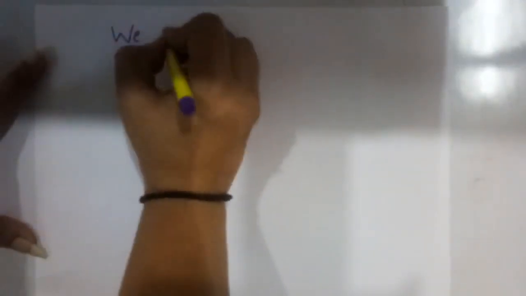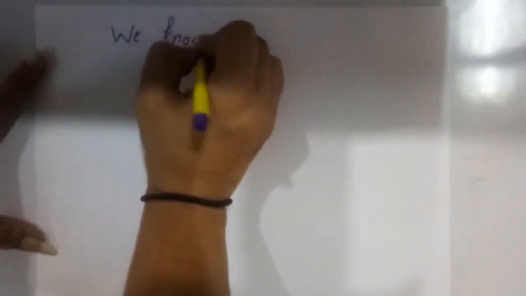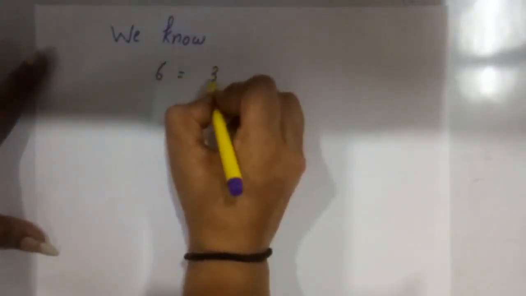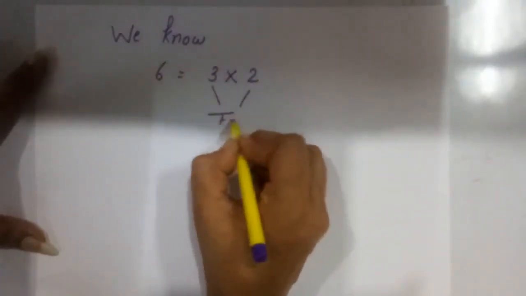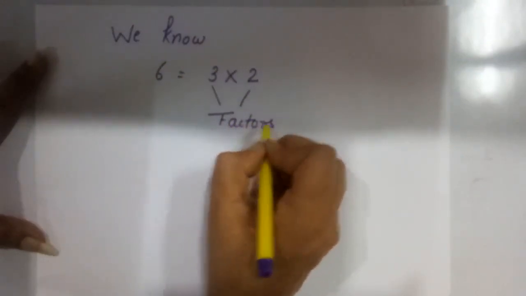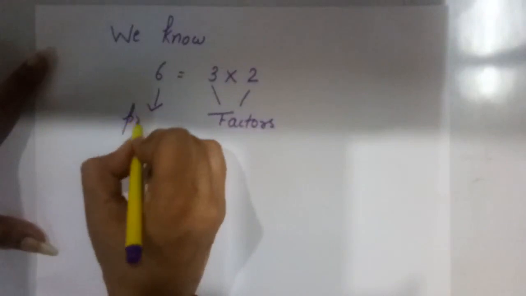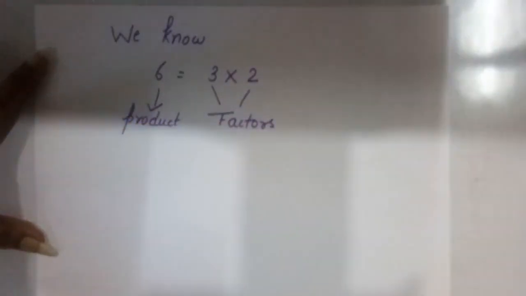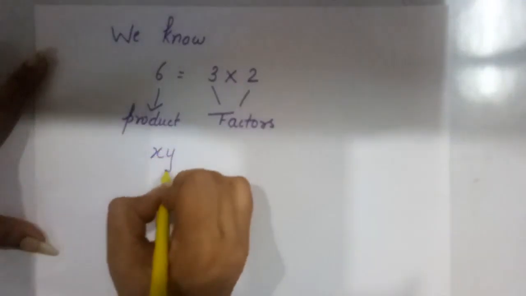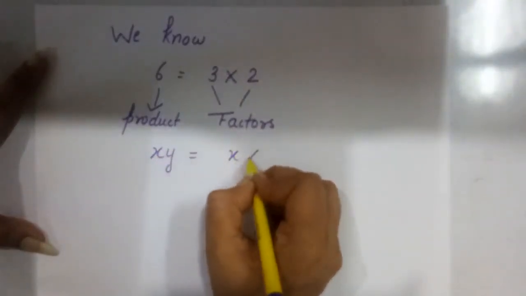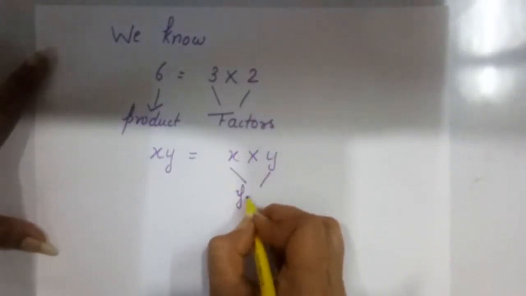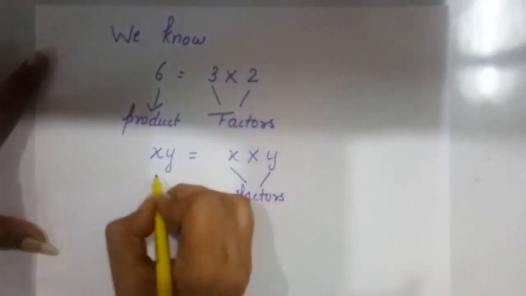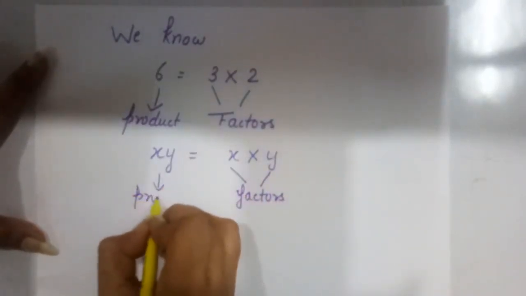Now we know six is equal to 3 multiplied by 2. So here 3 and 2 are factors and 6 is called the product of these factors. In the same way, xy can be written as x multiplied by y. So here x and y are factors and xy is the product of these factors.